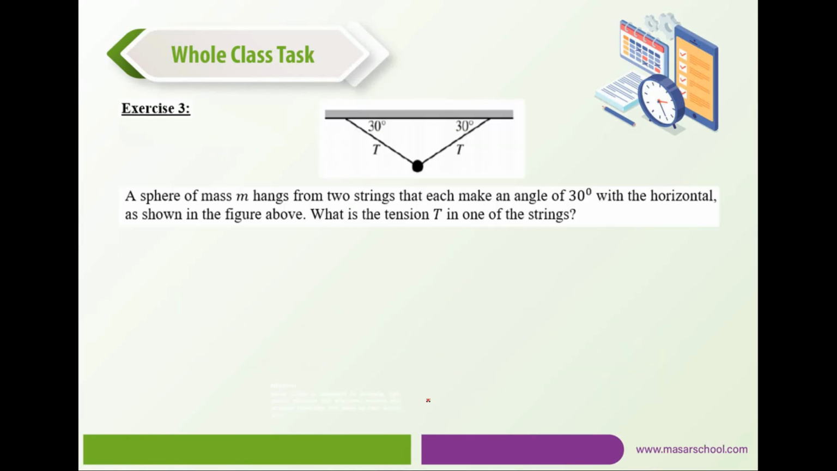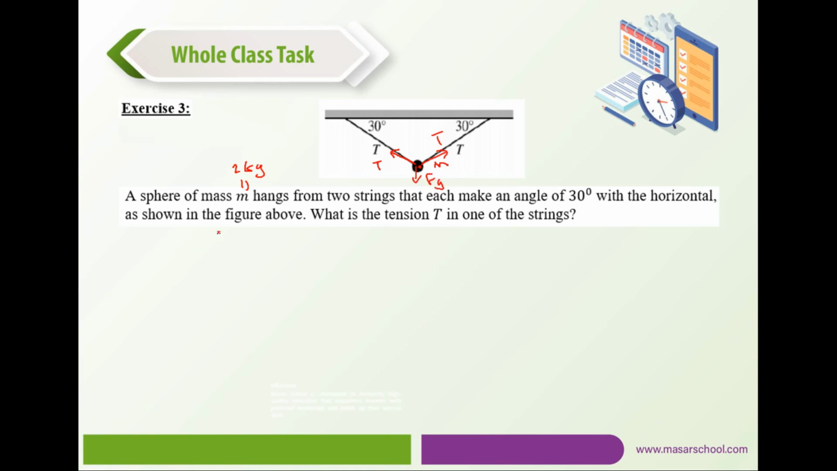Now exercise 3, a sphere of mass m hangs from 2 strings that each make an angle 30 degrees with the horizontal as shown in the figure. What is the tension T in one of the strings? So let me say that the mass is given by 2 kg. So let me say this is the mass m. So what are the forces acting on the mass m? We have the tension T along the string which is upright, and we have the tension here which is also equal to T which is up left, and we have the pull of gravity.